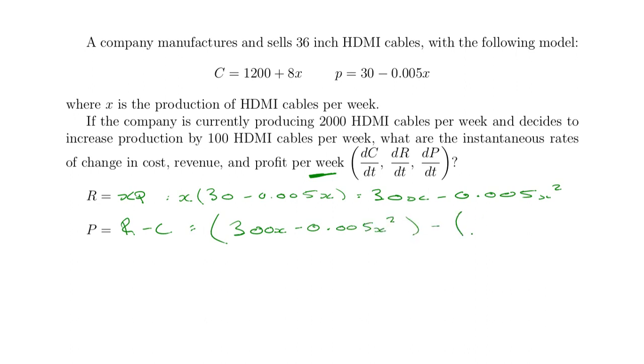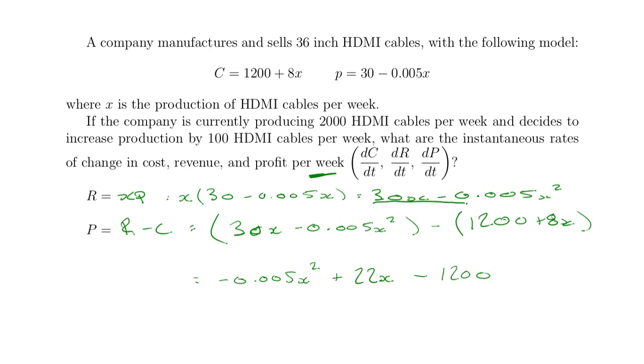minus our cost function. And again, we'll remember that we've got to put this stuff in parentheses so that we actually do subtract 8x from this. Oh, I put 300 here, and that's supposed to be 30. Sorry about that. I just misread the line above. Let me fix that. There we go. All right, so now we'll go ahead and actually subtract these things. We've got negative 0.005x squared plus 30x minus 8x, so that's 22x, minus 1,200.